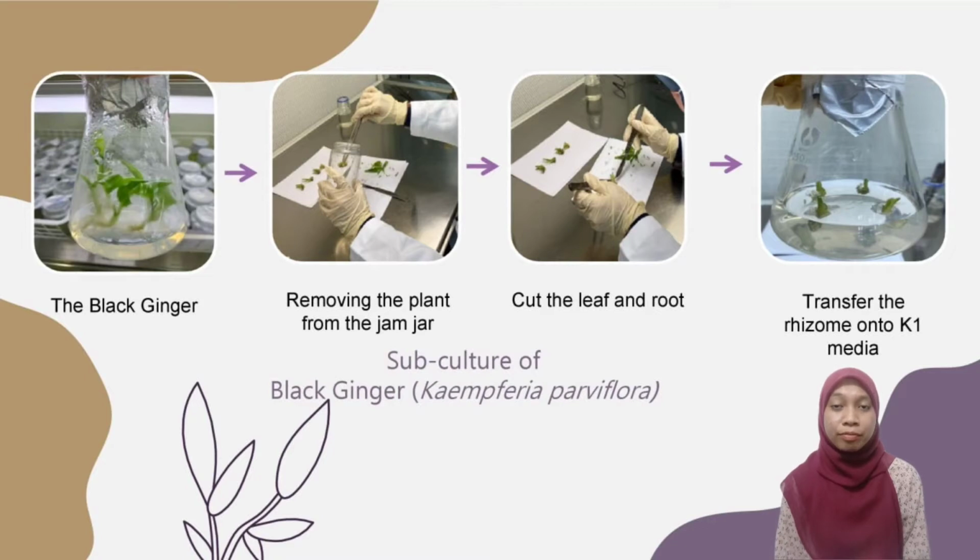Next, the subculture of black ginger. It requires the removing of the leaf and root part with sterilized equipment such as forceps and scalpel blade to minimize the chances of contamination. Then, they will be dried and transferred into the new K1 media for growth.